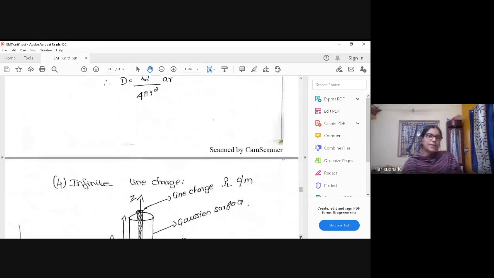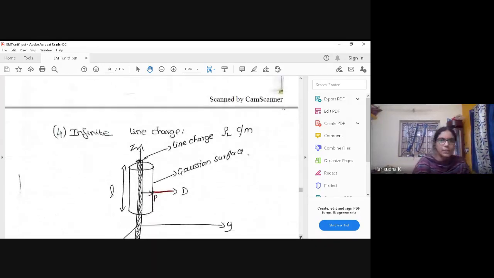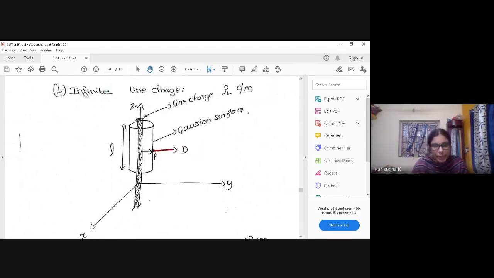Fourth application is for an infinite line charge. Okay, now this is the infinite line I have taken. Follow my cursor. Just remove from your eyesight the cylindrical surface and all. Just follow my words and the cursor. So this is the infinite line I have taken. Otherwise, a finite line I have taken for practical purposes.